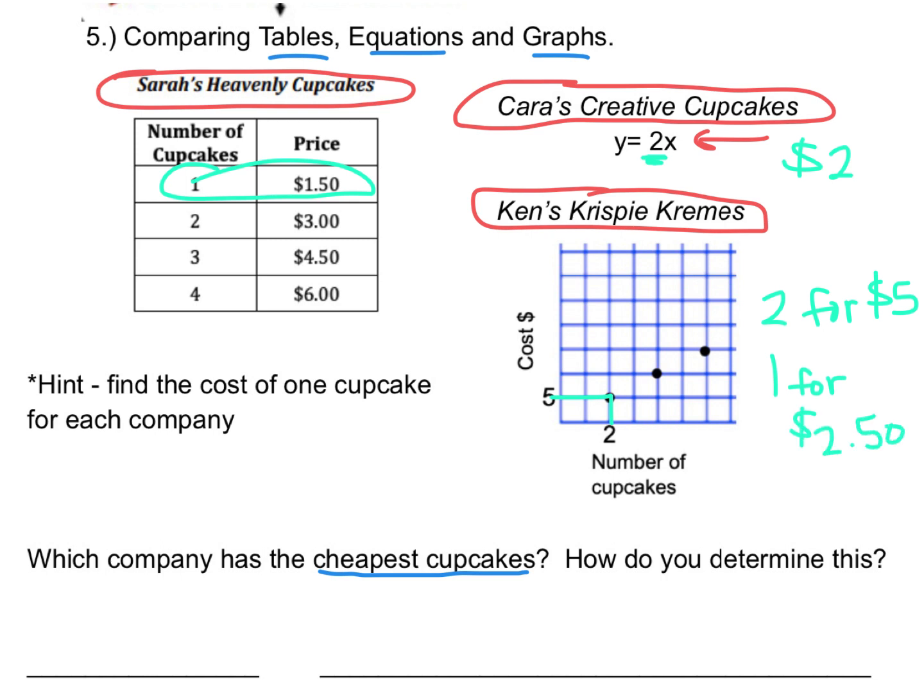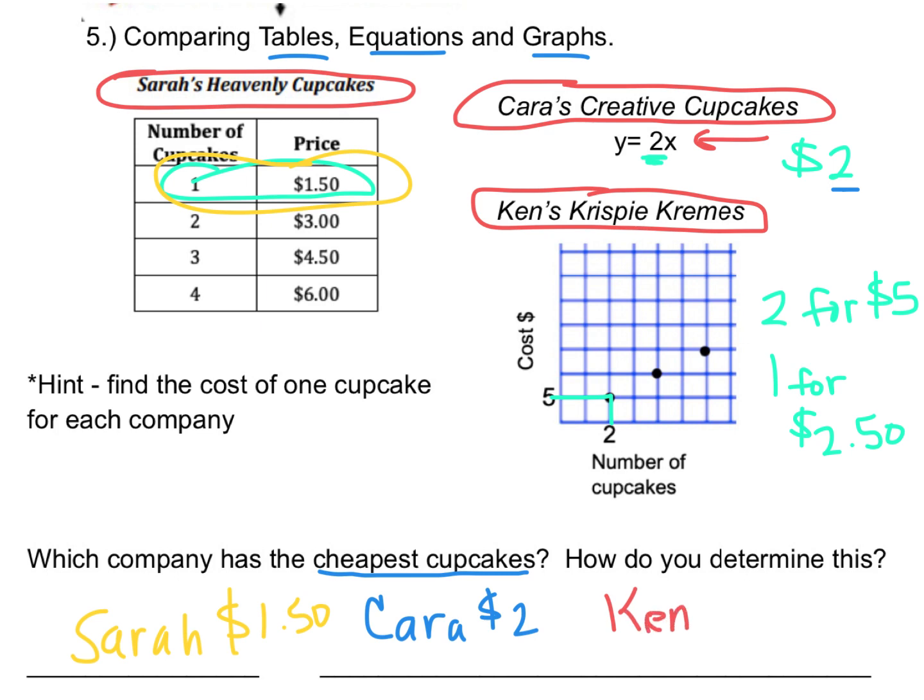Okay, so which has the cheapest cupcake? Well, it looks like here $1.50. That's Sarah. And it's $1.50. The next cheapest one is Kara. And Kara is $2 because that was the rate of Kara's. And then Ken is charging for 1 cupcake, it's $2.50.